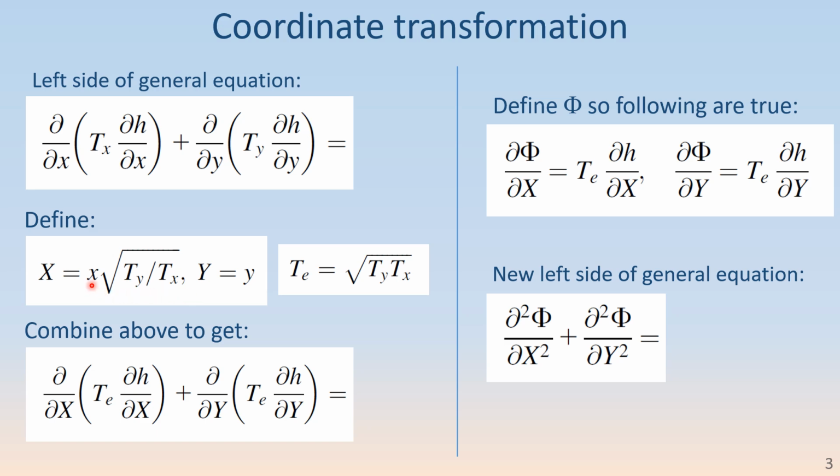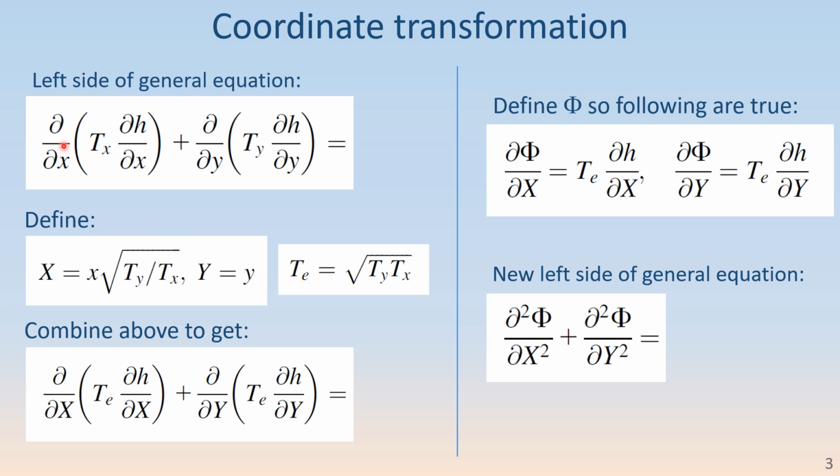You multiply the real x coordinate by the square root of the ratio of the y transmissivity to the x transmissivity to get a new transformed capital X, capital Y coordinate system. And in that coordinate system, there's an equivalent isotropic transmissivity, which is the square root of the product of the 2 transmissivities. And T sub E is the equivalent isotropic transmissivity.